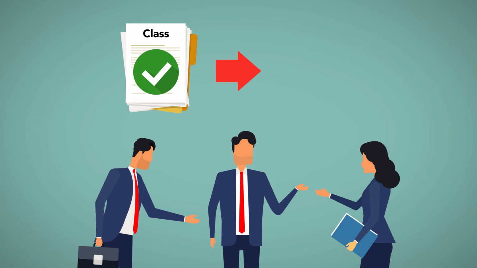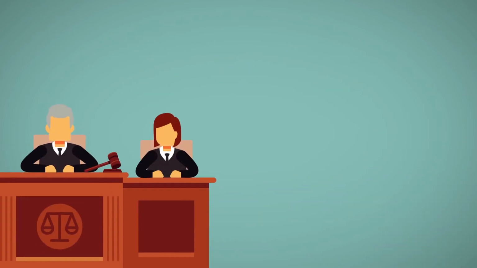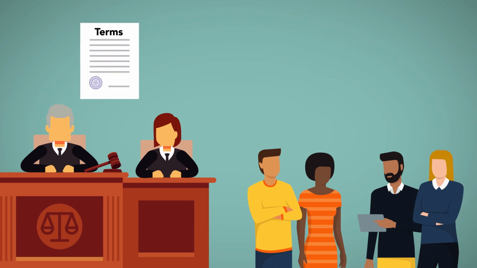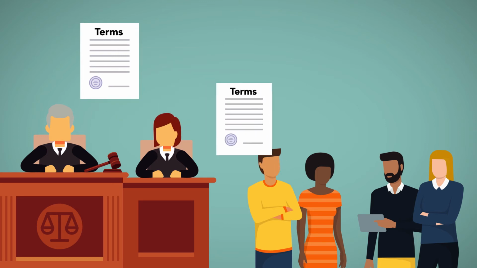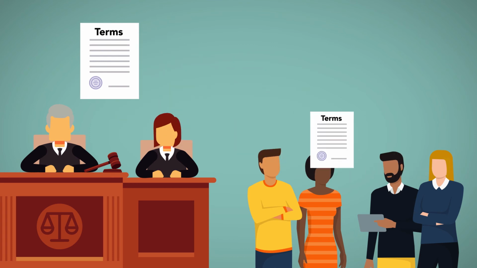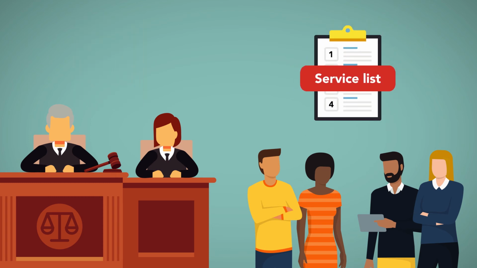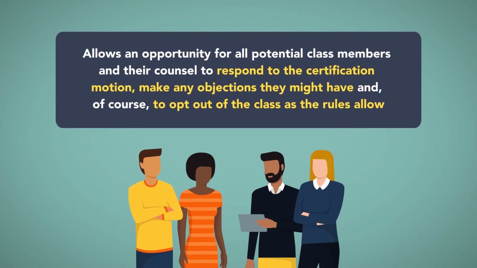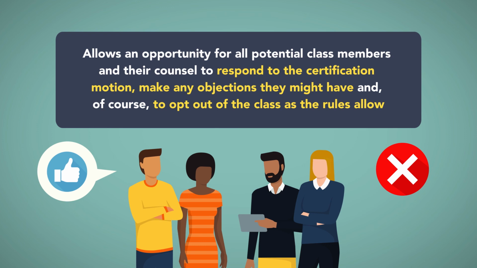If the class is approved, the settlement already negotiated by the lead counsel would then bind every member of the class. When the MDL judge is considering whether to certify the settlement class, the court will have the proposed terms of the settlement available for consideration, which terms are also available to all MDL plaintiffs and their counsel. In contrast with the traditional class action, where it is unlikely that all members of the proposed class receive notice of the negotiation points, it is easy to provide notice to all potential class members for a class formed inside an MDL. Notice can simply be sent to all people on the MDL service list. This allows an opportunity for all potential class members and their counsel to respond to the certification motion, make any objections they might have, and of course, to opt out of the class as the rules allow.